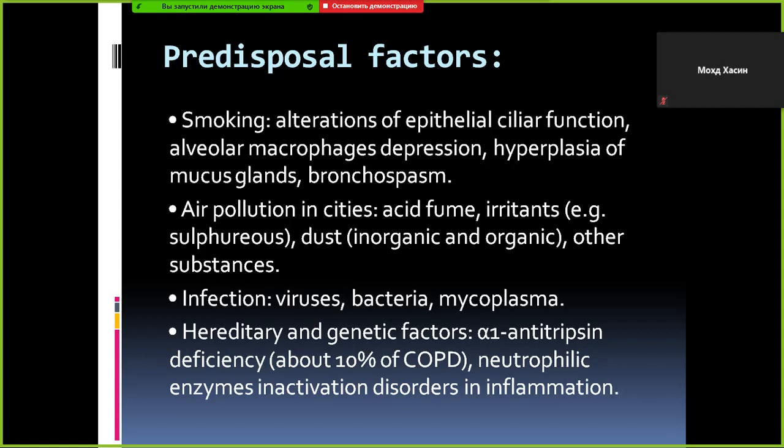The next etiological factor may be air pollution in cities. Next, infections: viruses, bacteria, mycoplasma. Hereditary and genetic factors. Alpha-1 antitrypsin deficiency plays a very important role in COPD development. Alpha-1 antitrypsin deficiency may be primary, according to heredity. It is about 10% of COPD. And alpha-1 antitrypsin deficiency may be secondary.